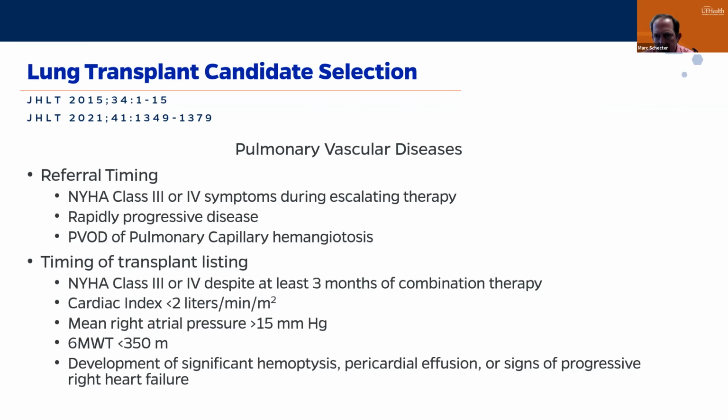With that right heart failure, and we talk about lung versus heart-lung, we also know that there is good data out there that shows that when you transplant patients with some right heart failure with lungs alone, over time, the right heart will recover and may have a full recovery within 6 to 12 months.